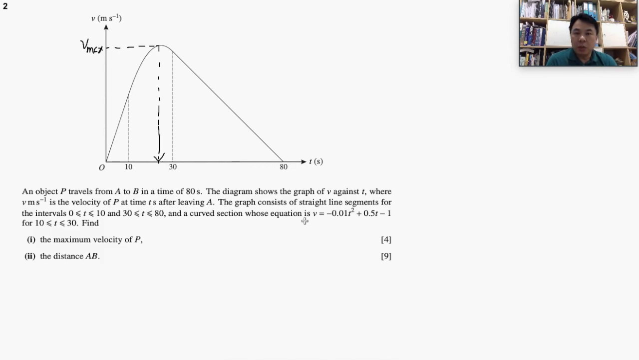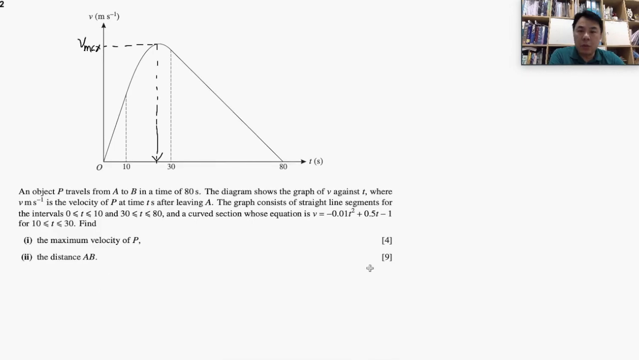The next question is, how are we going to work out the maximum velocity here? There are many methods we can use to work out the maximum velocity. Please hold on for a while. We are going to use all the methods that you learned in your pure math, whether it's Pure 1 or Pure 3, it doesn't matter in this case.